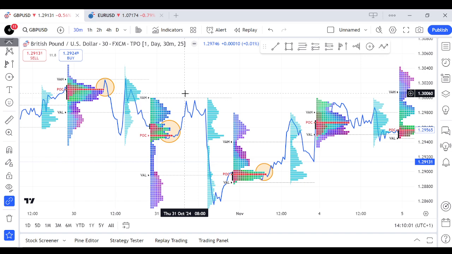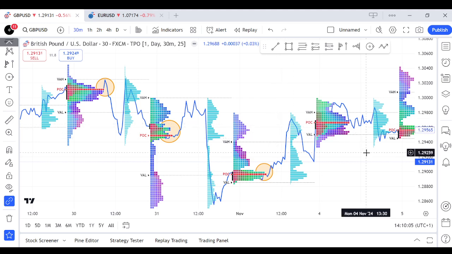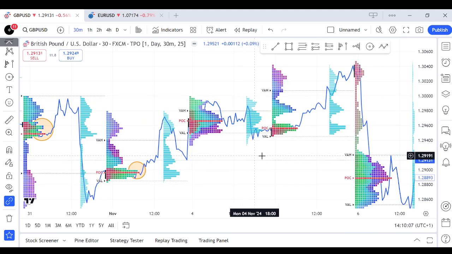So the next is the value area high or the value area low breakouts. So you can enter trades in the direction of the breakout when price moves decisively beyond the value area high or value area low. So use the opposite boundary as a potential stop loss level, and be cautious of false breakouts by waiting for confirmation or using additional indicators.